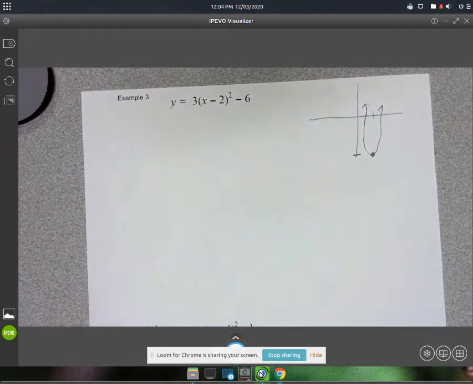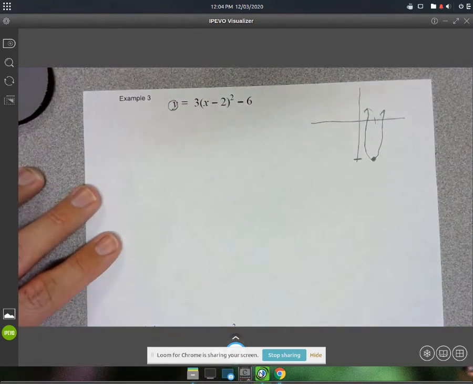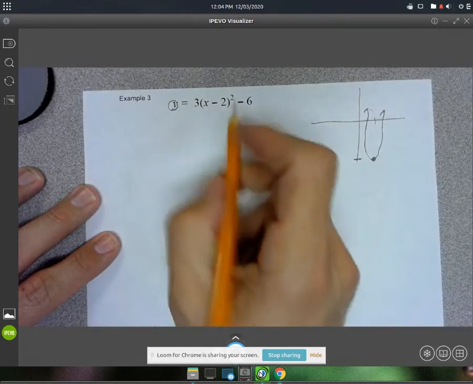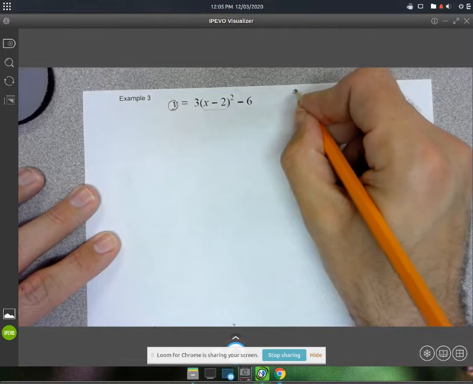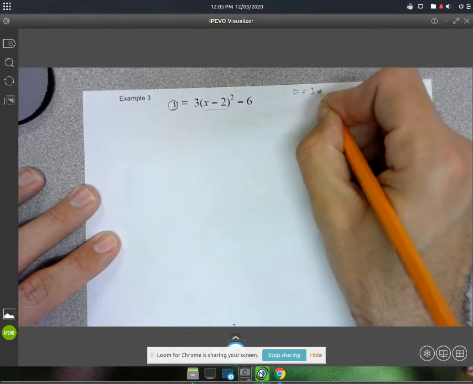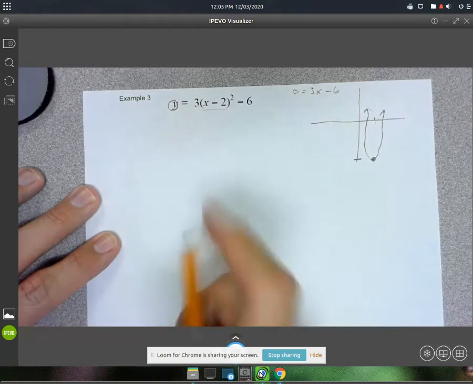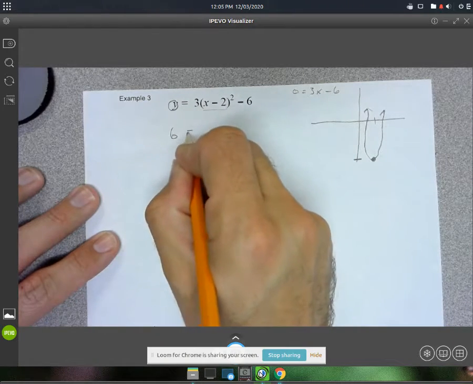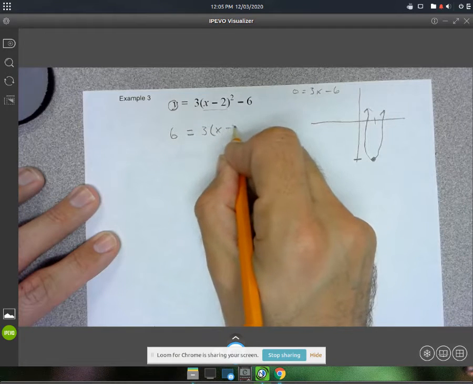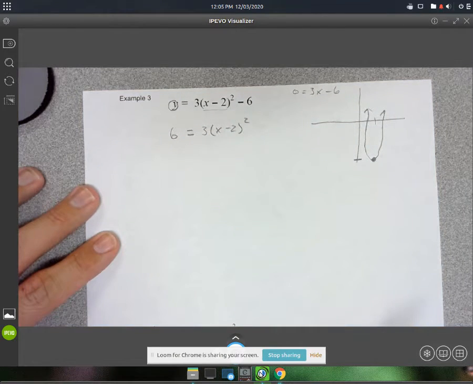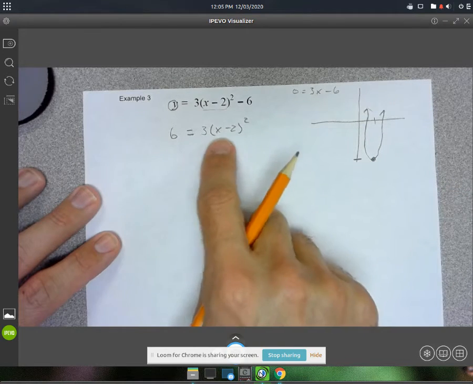All right. Plug in 0 for y, and we're solving for this parenthesis thing. It's kind of like we're solving 3x minus 6, where we have to plus 6 on both sides first. So this will be a 6 and a 3(x minus 2) squared. All right, and then after we would plus 6, we would divide by 3. And that's what we got to do here.